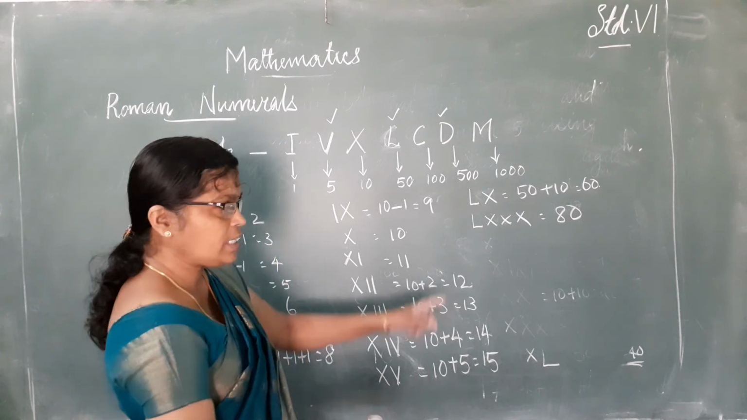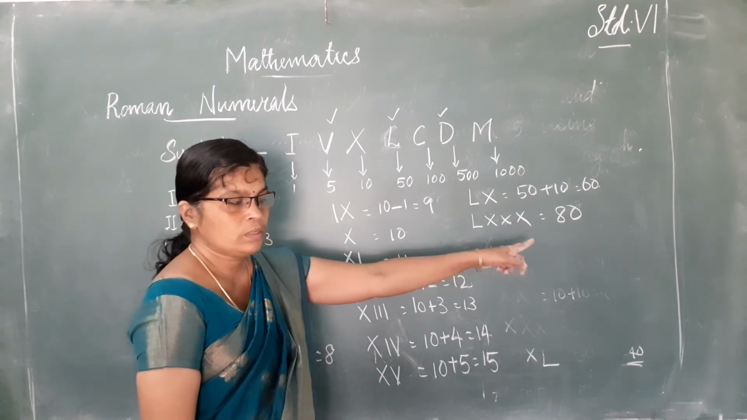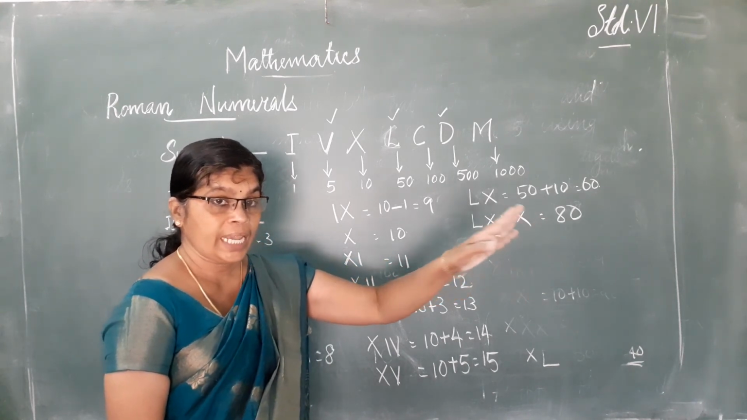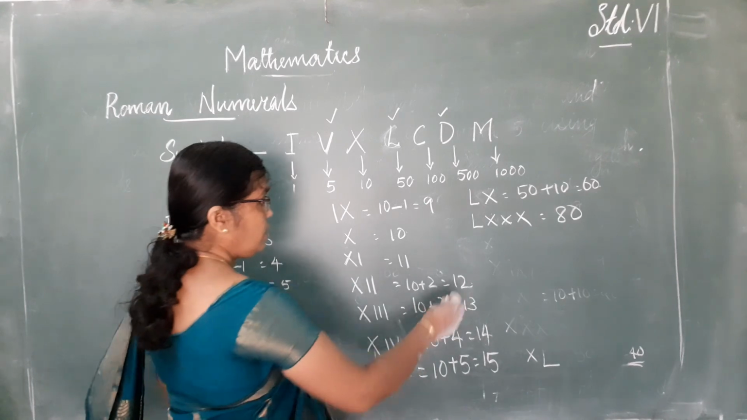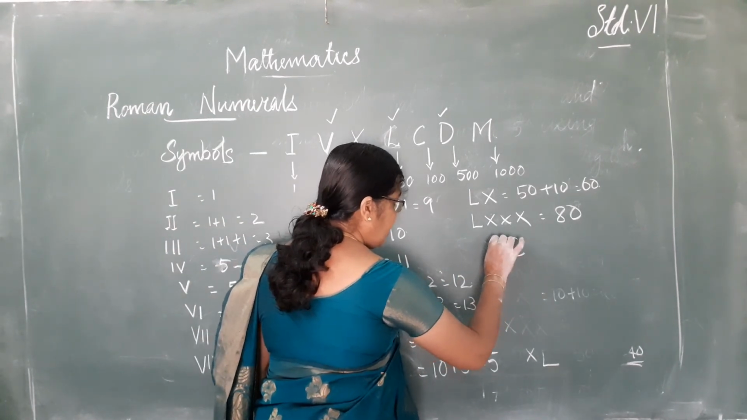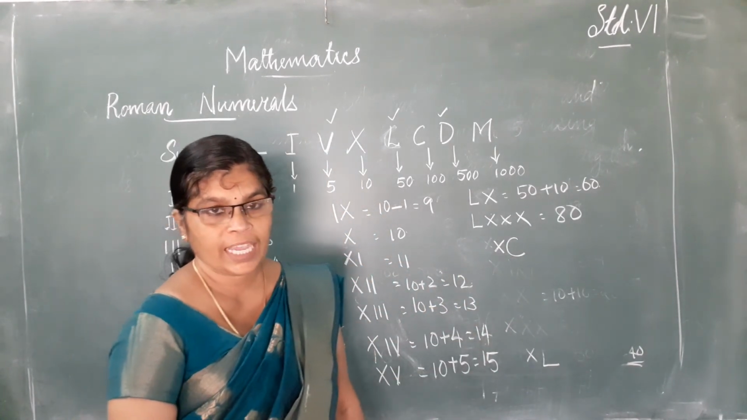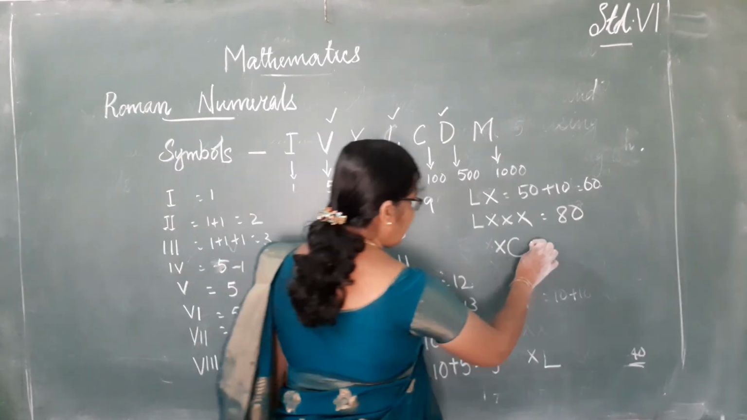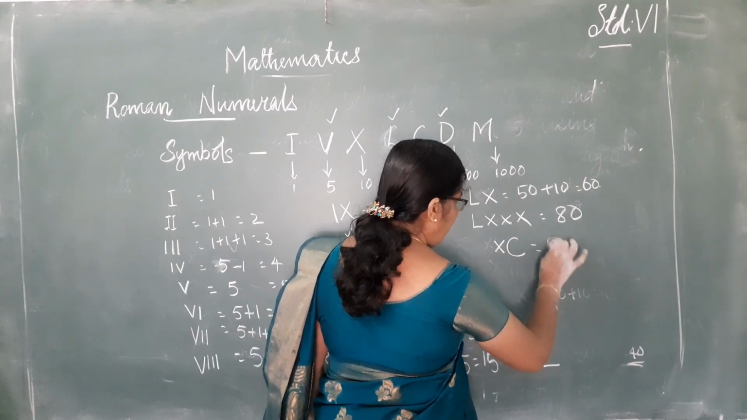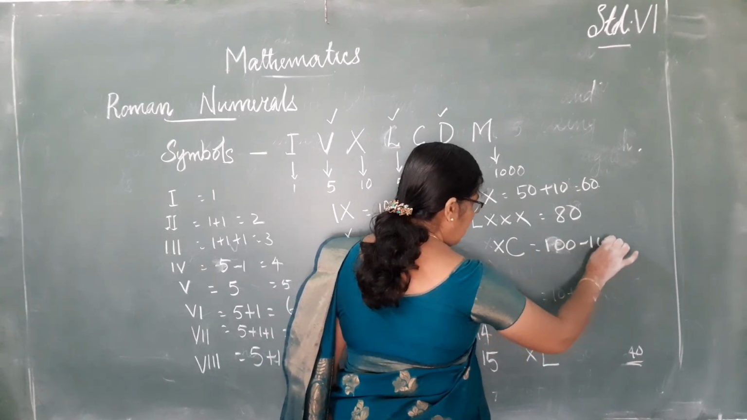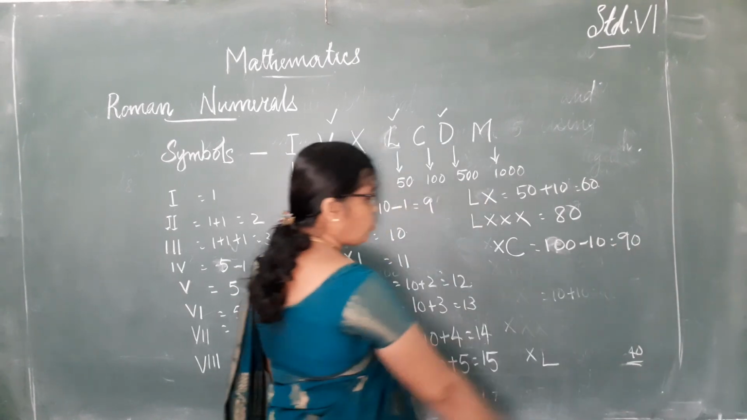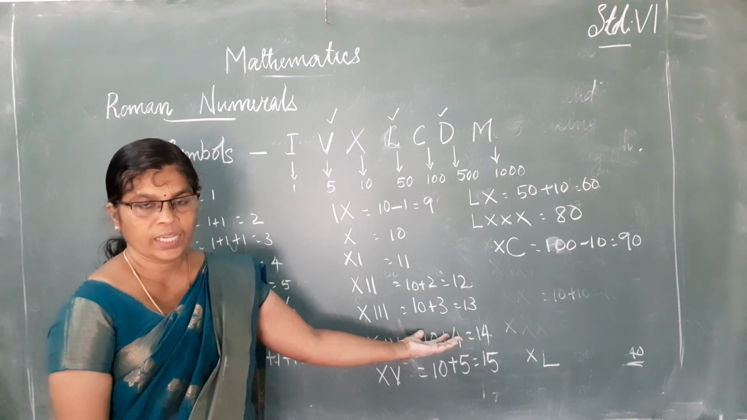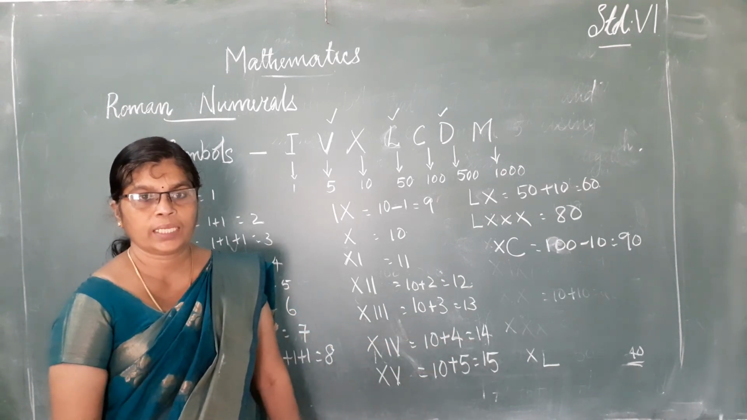Then how will you write 90? We cannot write L and 4 X's. Can you write 4 X's? No. So what you have to write? Take 100, and minus 10. Then you write X to the left of C. Then its value gets reduced. That is 100 minus 10, that is equal to 90. This way we have to write 90. Then 100 is C. This way we have to write the numbers.